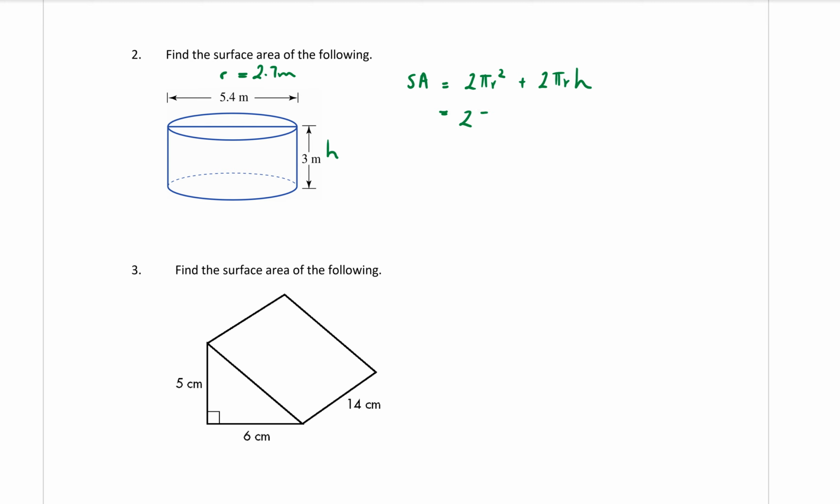2 pi times 2.7 squared plus 2 pi times the radius again, 2.7, times the height, which is 3. I'm going to stick to 2 decimal places as my default here because it hasn't specified. We know we need to round. Did anyone get an answer for that? No? You want me to tell you, don't you? Yep. 96.70 metres squared, and that's my 2dp.